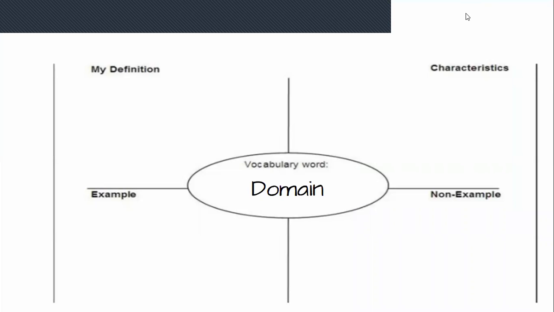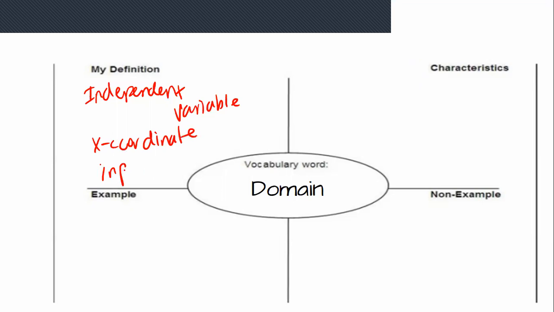All right, so for an example of a Frayer model with math. So we all know that the definition of the domain, it's the set of all X values in a given relation, right? So my definition could be, I know that domain to me means independent variable. It means X coordinate. It means the input. Okay, so in my definition, this is what I need to know domain is. Does that make sense to you?